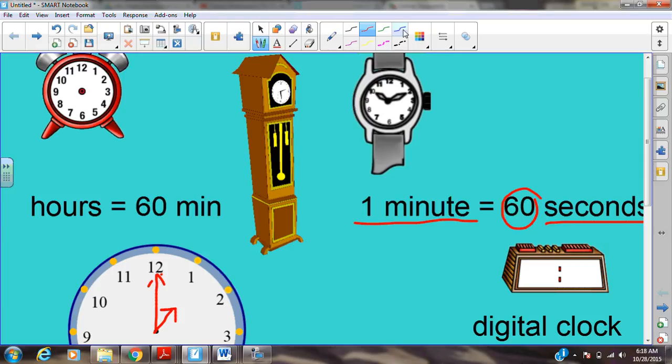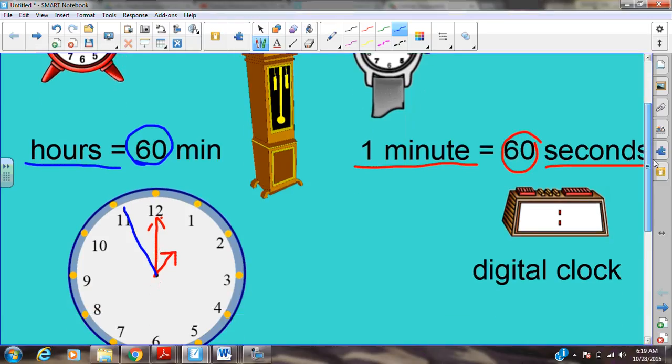But many clocks also have a third hand, and usually it's really skinny and it looks like this, and it keeps moving around the clock the entire time. That is called the second hand because it is counting the seconds. Now, the minutes are a small measure of time, and we know that it takes 60 seconds to make 1 minute. But it takes 60 minutes to make one whole hour.